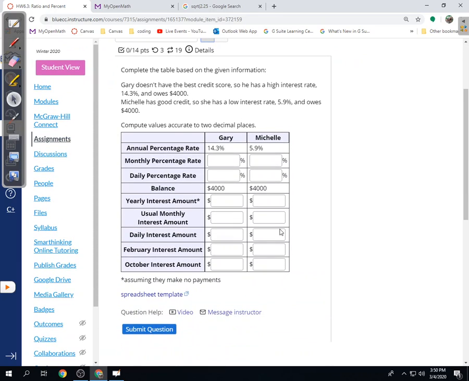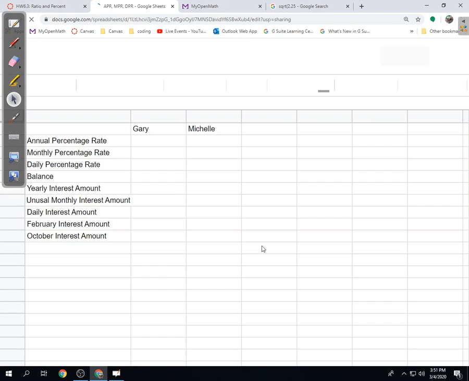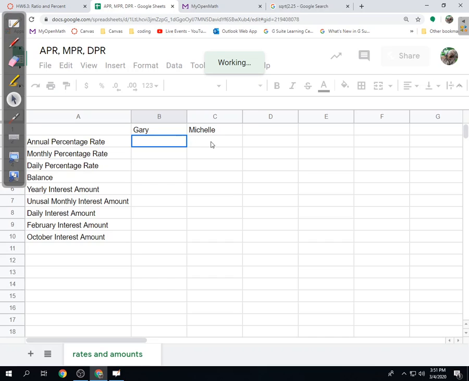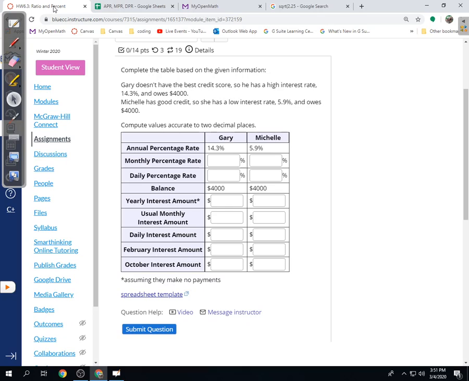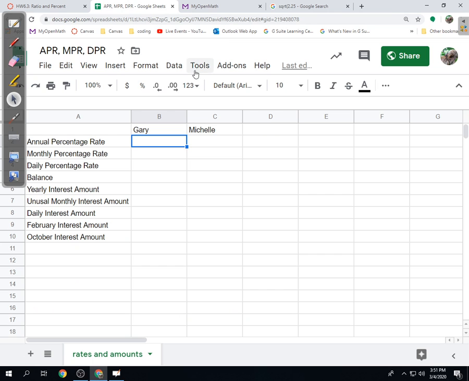Does anybody remember doing this problem here? Okay. So I just want to talk about this one a little since I didn't get to talk about it in class last week. I have a spreadsheet template for it, which you could have checked out. All you had to do is plug in the numbers you were given because it varies the rate and the amount for each person when you load the question. So, for example, this one gave me 14.3 and 5.9.